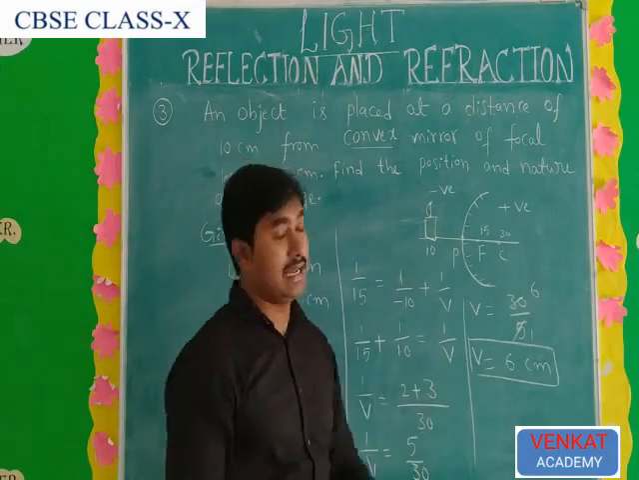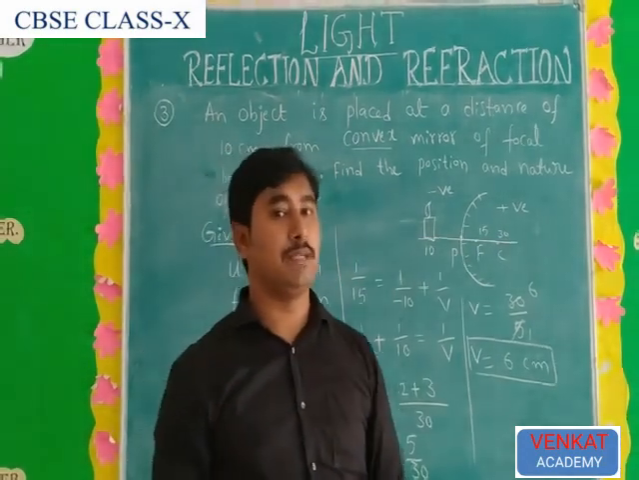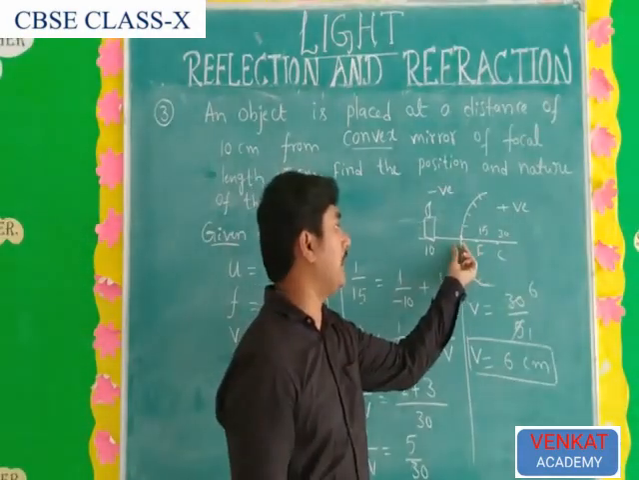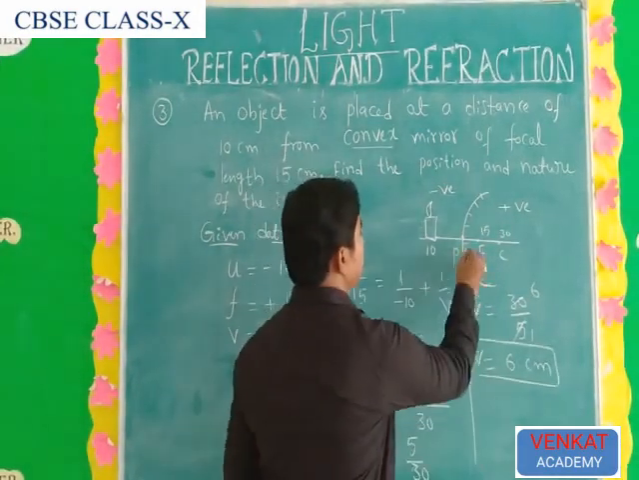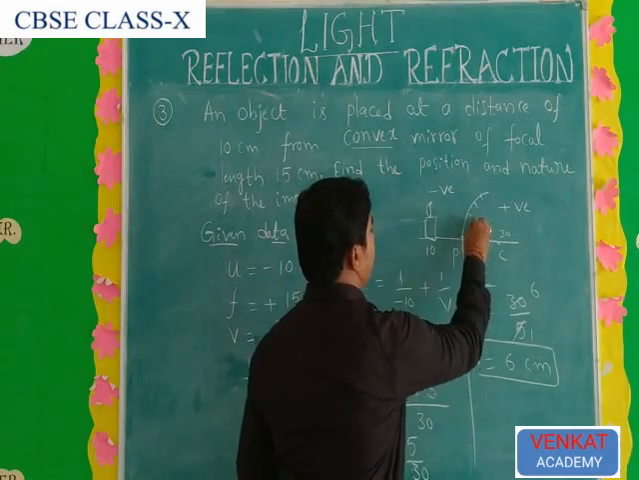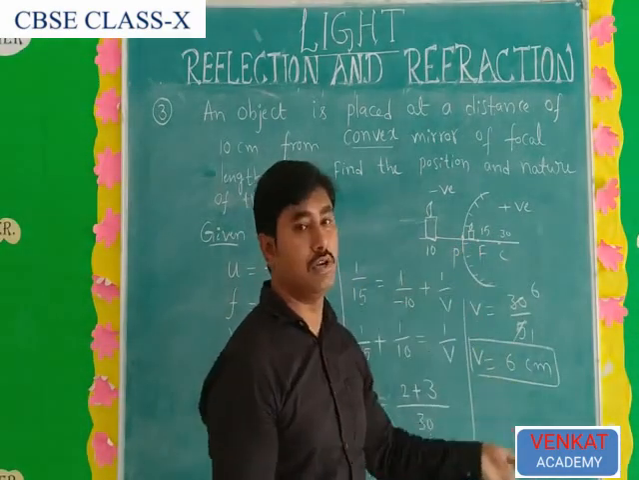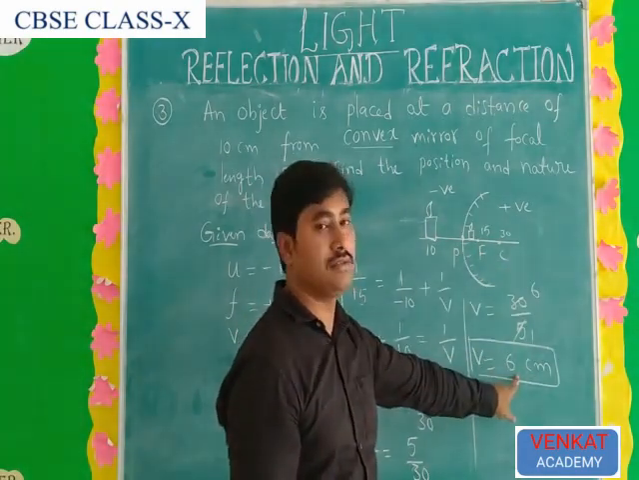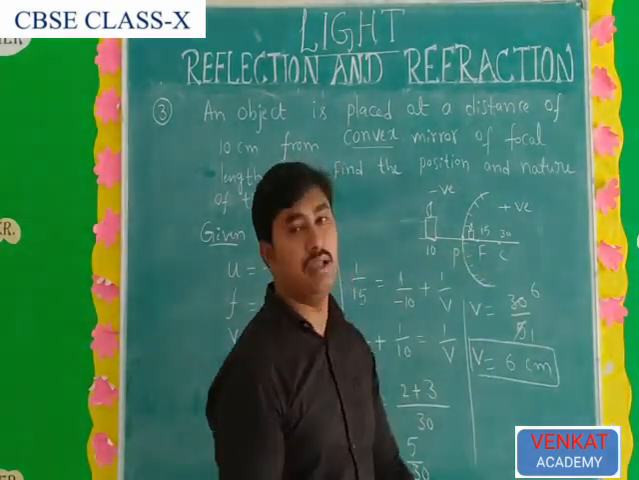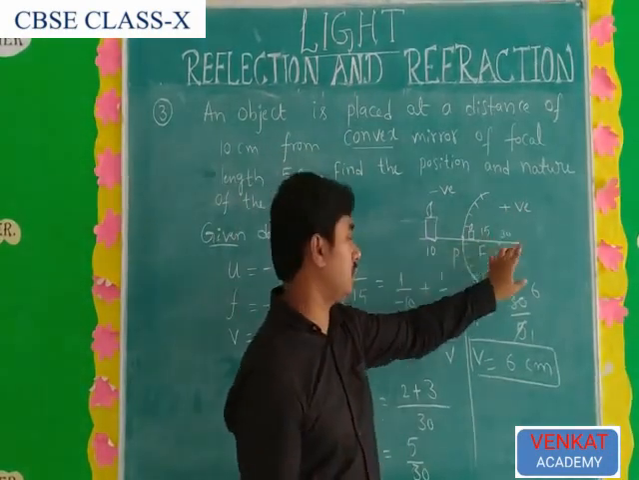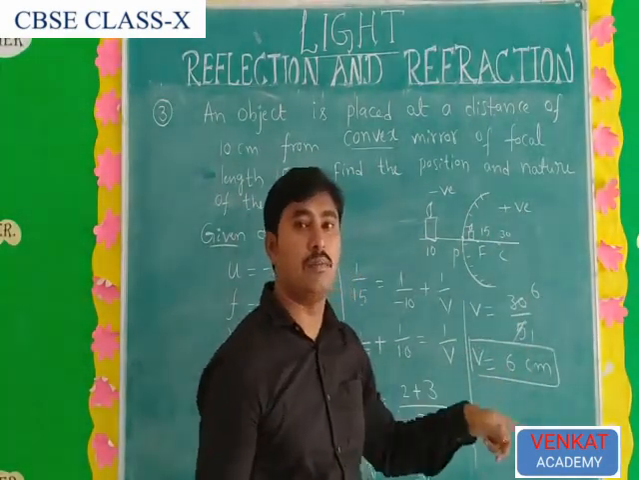In the second condition, what about the image position? The image is always found between P and F. So our answer must and should be from 0 to 15. Our answer is 6 only, so it is between P and F only, which means our answer is correct. Also the image distance must and should be positive, and we are getting a positive value.